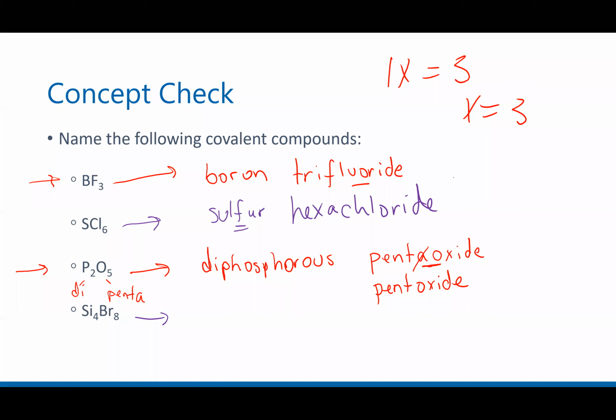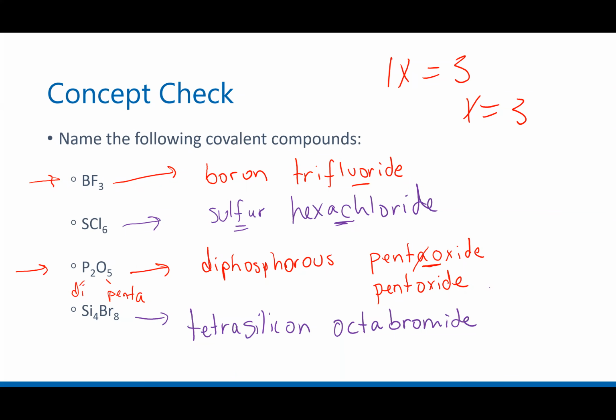Now you'll notice there's no vowels here together, meaning I don't have to get rid of the A. Really, the only issue you have with this vowel stuff is oxygen. Every other element starts with a consonant, like A, B, C, D. So it's just oxygen you want to be careful with. All right, the last one, tetrasilicon, octa, bromide. All right, cool, that's it.